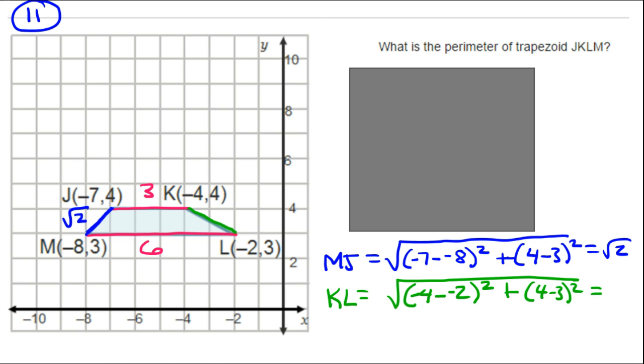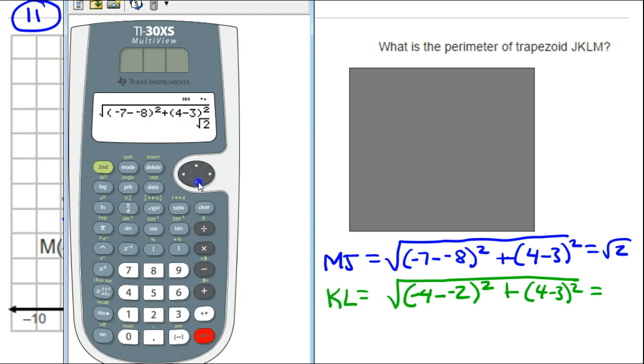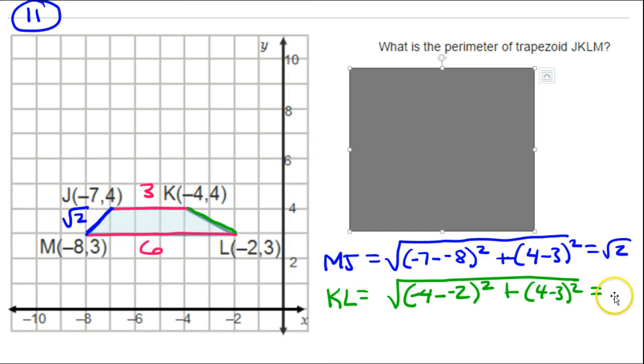Okay, let's see what we get for KL. So I got square root -4 minus negative. I missed one. -4 minus -2 squared plus 4 minus 3 squared. Okay, so that is radical 5.